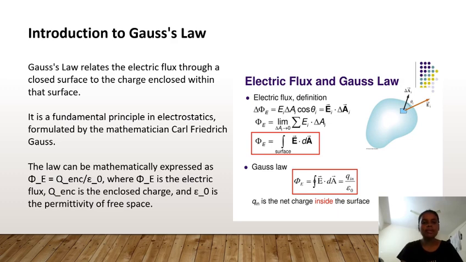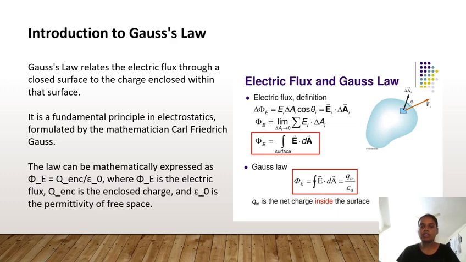The law can be mathematically expressed as psi E equal to Q enclosed by epsilon naught, where psi E is the electric flux, Q enclosed is the enclosed charge, and epsilon naught is the permittivity of free space.